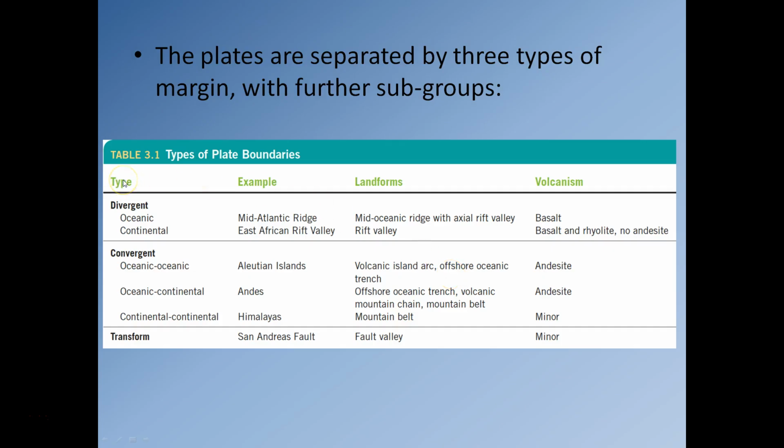So as we discussed, once we know the plates are moving, we end up with three distinct types of plate boundary. We have divergent boundaries, where plates are moving away from each other, convergent boundaries, where plates are moving towards each other, and transform boundaries, where plates are moving past each other. And you can see there are subgroups for each of the different types. For divergent, we have oceanic and continental divergent boundaries. In the case of convergent, where the plates are moving towards each other, we have oceanic-oceanic, oceanic-continental, and continental-continental collisions. And obviously transform boundaries only have one type of boundary.